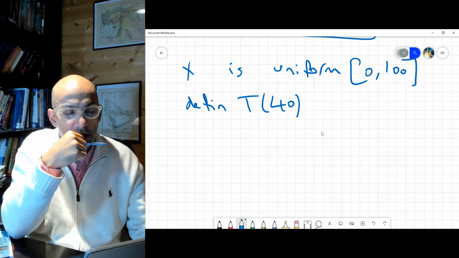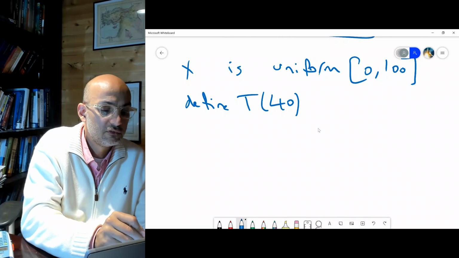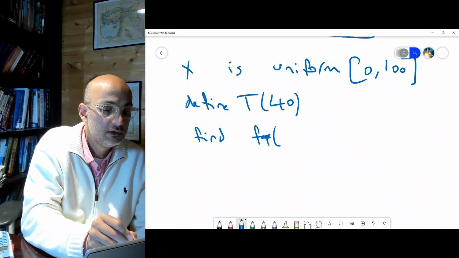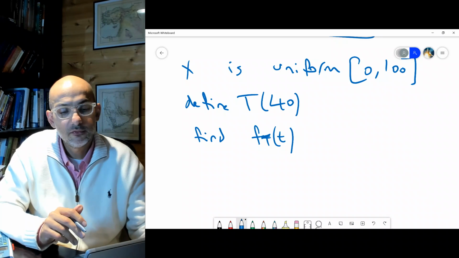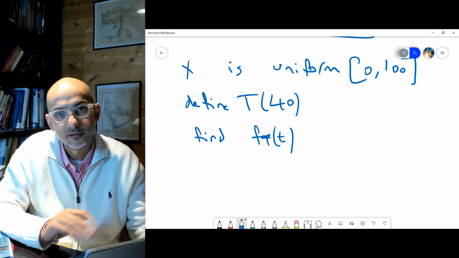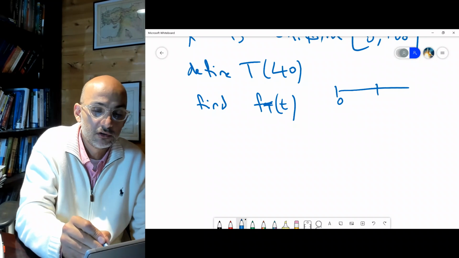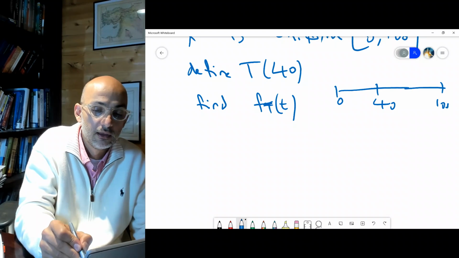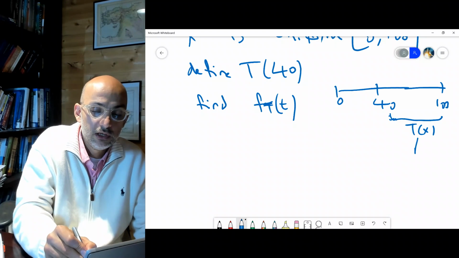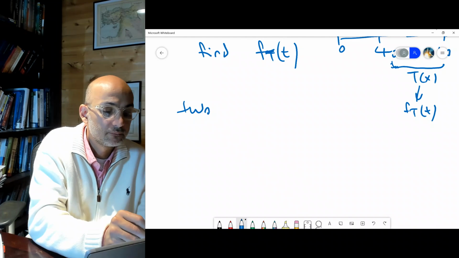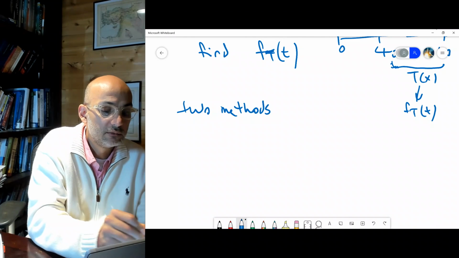So what we want to do now is find f of t. This is not f of x. f of x is easy: if f of x is 1 over 100, it's simple. But this is f of t, the remaining lifetime. So the individual is at 0, reaches the age 40, up to 100. We are looking at this T of x. Now we need to find f of t for T of x, the future lifetime. There are two methods, actually more than two, but I gave you two.